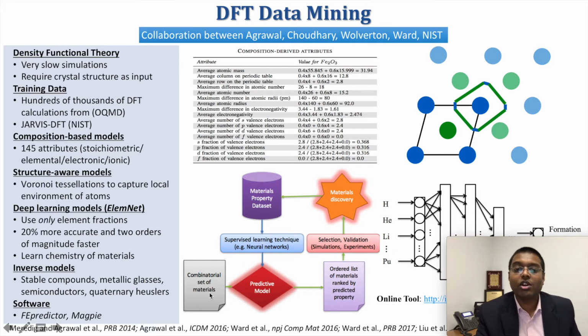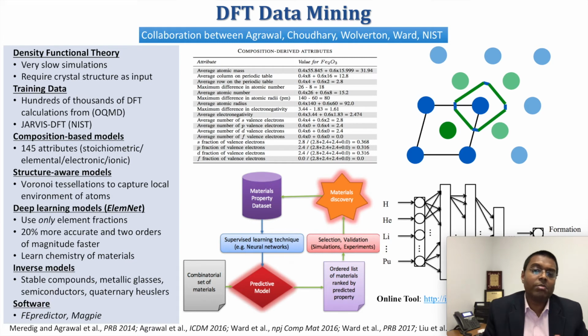So let's say you want to scan all ternaries, so all the compounds of the formula AX, BY, CZ. There are about 1 million combinations, assuming there are 100 elements or so. And with all the stoichiometries, there may be around 1 billion combinations.